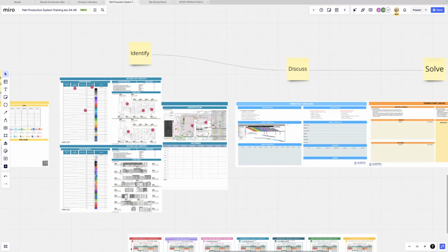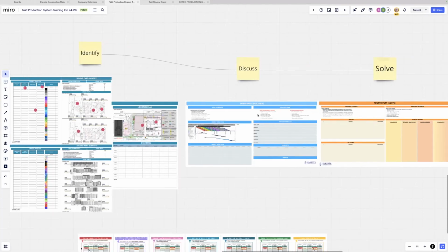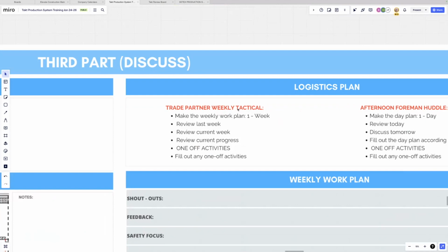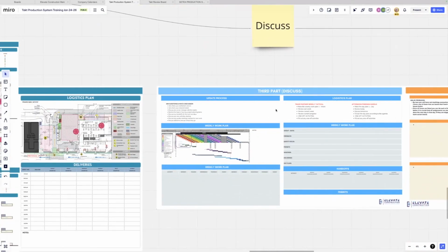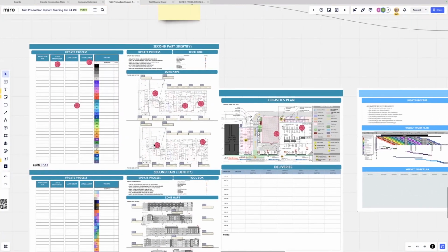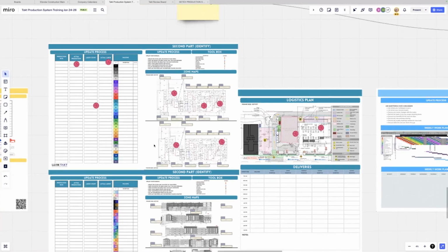So imagine that your foremen are working with you on these visual boards, and now you've identified all these little problems. Well, this is great because now when you are either doing your trade partner weekly tactical or your afternoon foreman huddle, which is where you either plan the week or the day out ahead, you can loop this in and understand where you are. So how can you know where you're going if you don't know where you are? How can a doctor prescribe medication if they don't have your blood work, right? So you understand the concept here. We must know what our problems are.